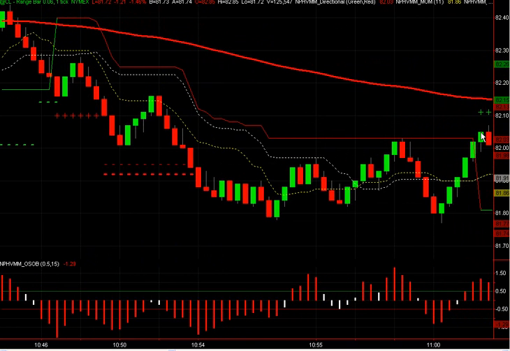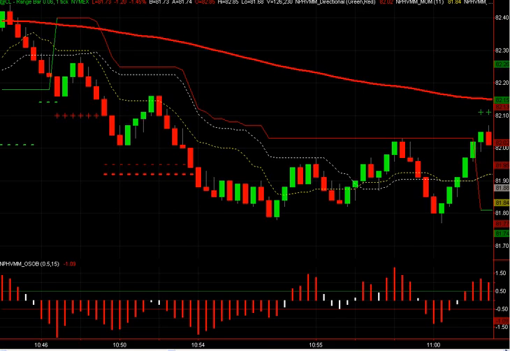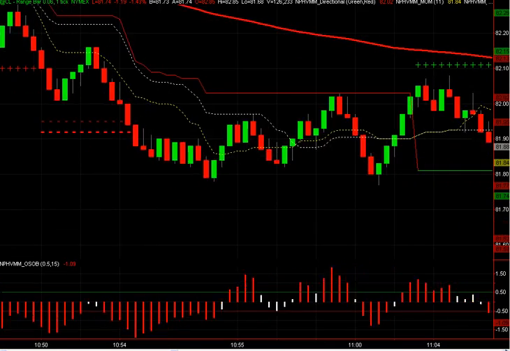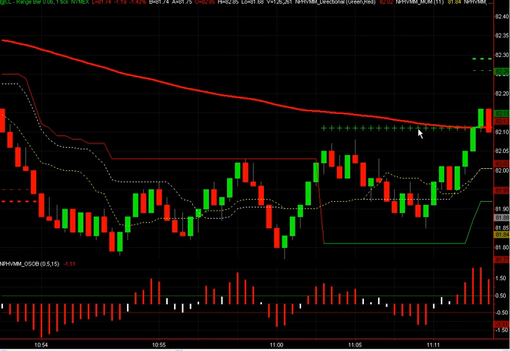There it is, close above the profit line. Buy zone on the OSOB. Therefore, we go ahead and put our entry at 82.11. And that trade should trigger. Let's see if it does. Comes back down, back up. And again, remember, no changes as we do this.